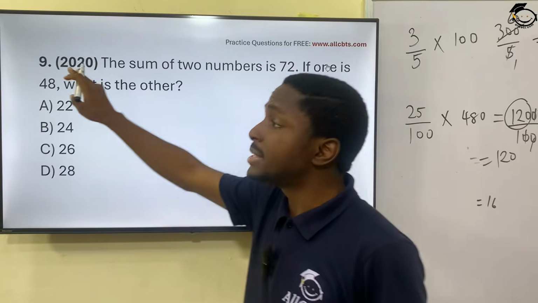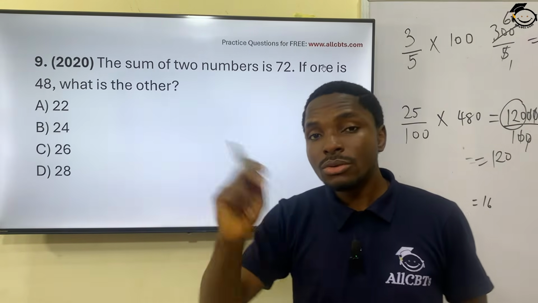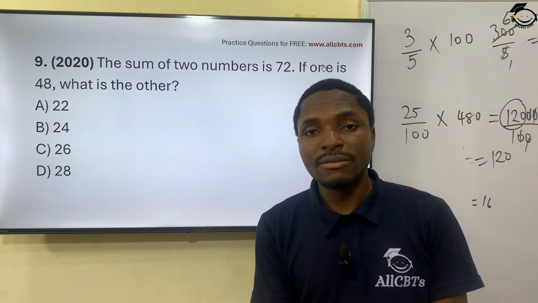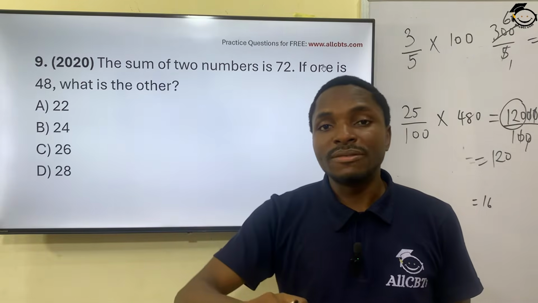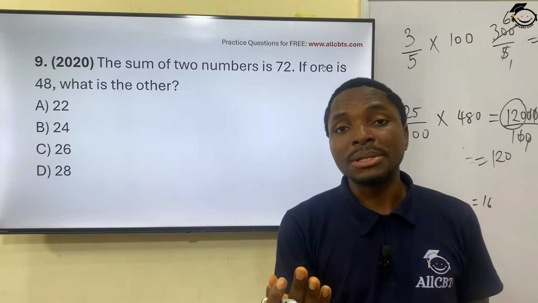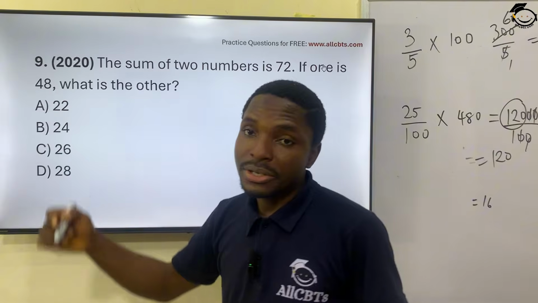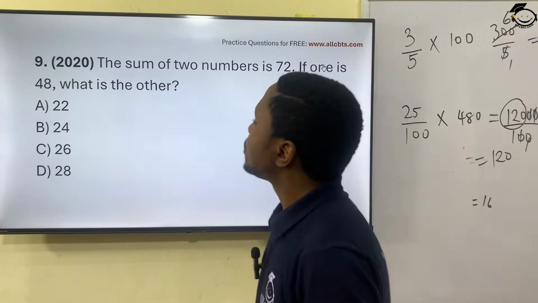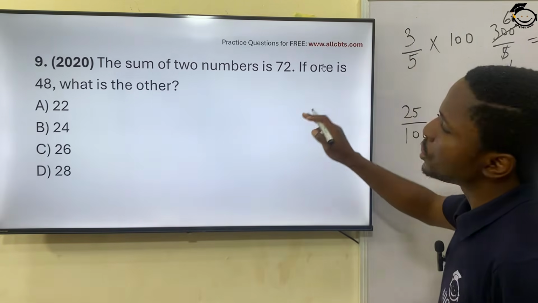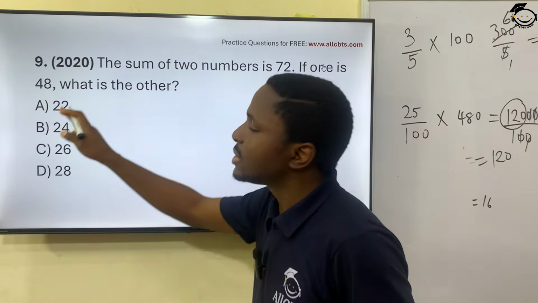The reason I'm putting this year in front is that if you have the physical past question, you can go to the physical past question. I'm talking about the hard copy, and make reference to the question. So the sum of two numbers is 72. If one is 48, what is the other?